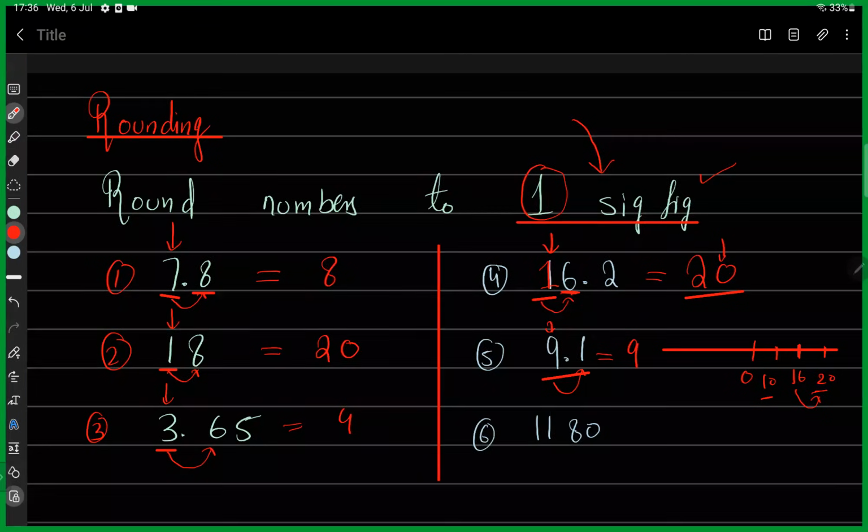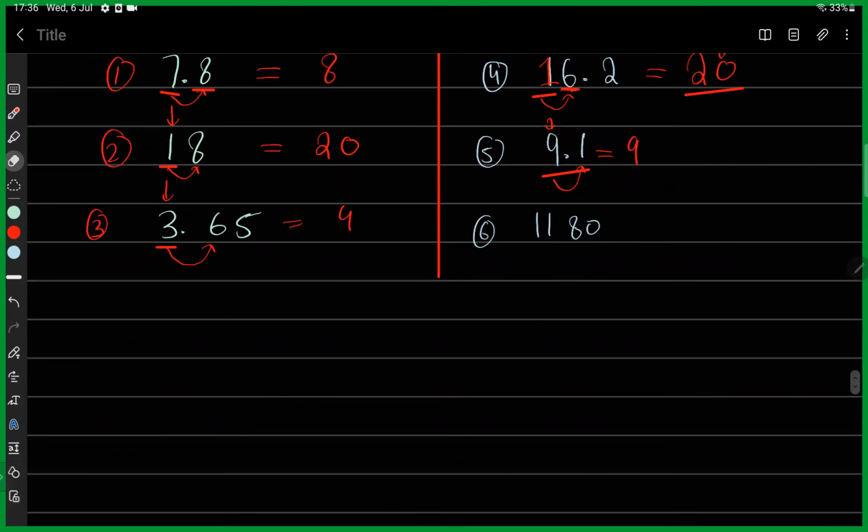If I explain that on number line, let me just quickly do that. This is 0. Let's say this is 9 and this is 10 and this is 9.1. One significant figure means either it would be 9 or it would be 10. So it's more close to 9. That is why it is 9.